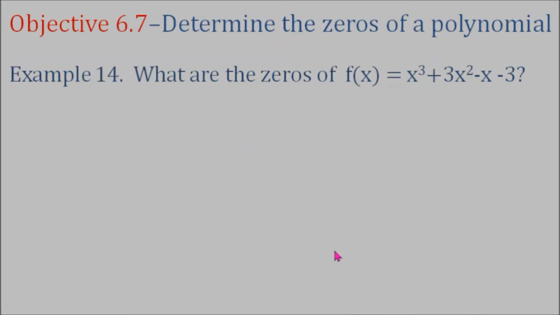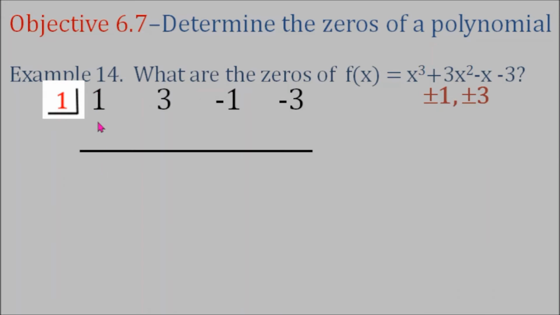Objective number 7. Determine the zeros of a polynomial. Example number 14. What are the zeros of f of x equals x cubed plus 3x squared minus x minus 3? So the probable zeros we have here are the factors of negative 3. The factors of negative 3 are positive and negative 1, positive and negative 3. So we are going to try one of these. Using synthetic division, we will try 1.